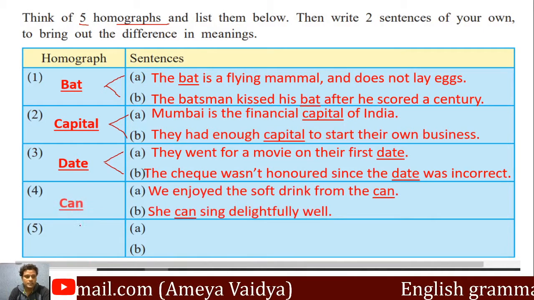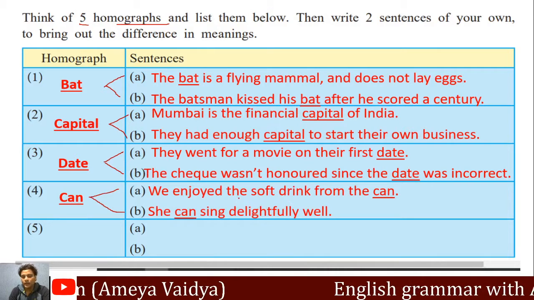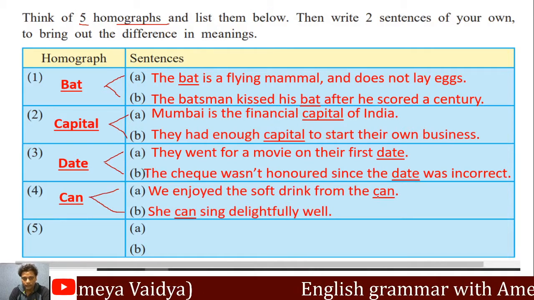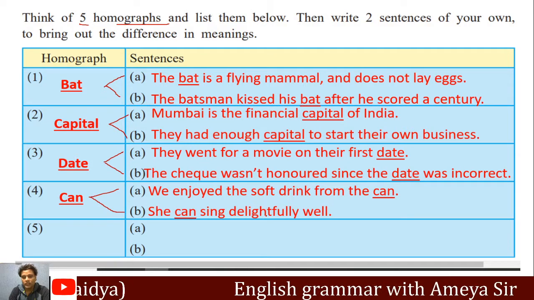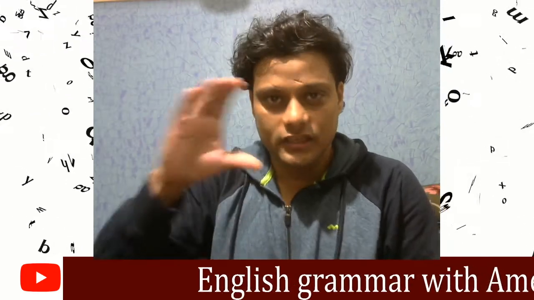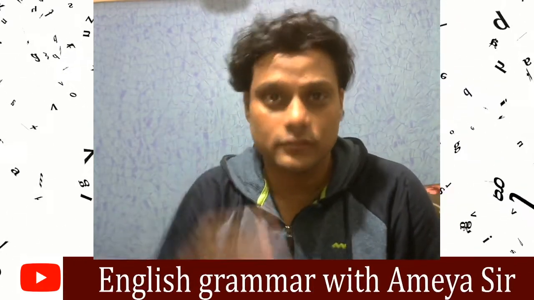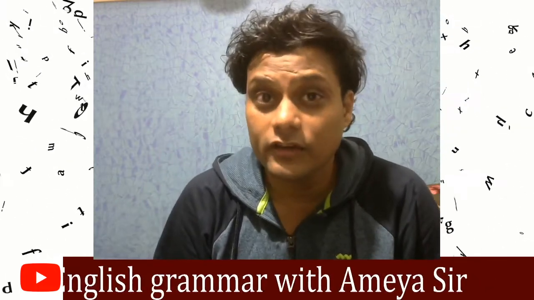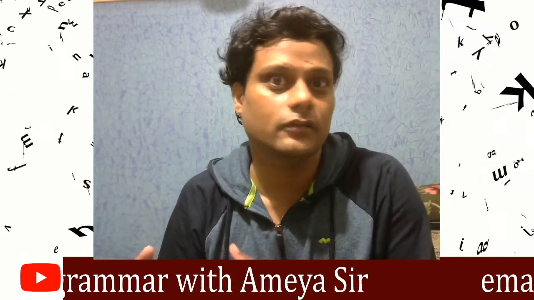The next one is can. What are the 2 applications? We enjoyed the soft drink from the can. Avoid soft drinks, but anyway. She can sing delightfully well. But the first one is the can. Okay, I'm sure you've had soft drinks in a can. And the other one is she sings delightfully. She can sing delightfully.